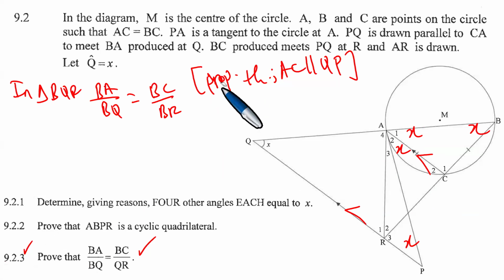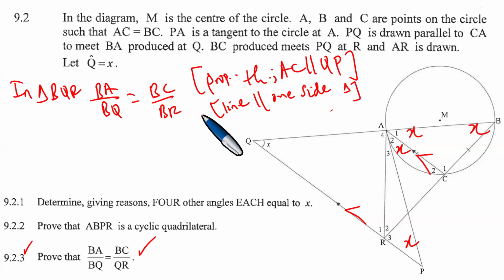If you don't want to say proportionality theorem, you say that a line parallel to one side of a triangle. In other words, you can say that reason or that. But we can just see BA, BQ, BC. It's only the QR. But QR is equal to BR.